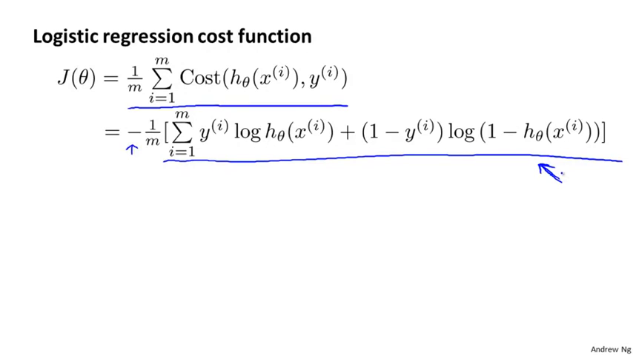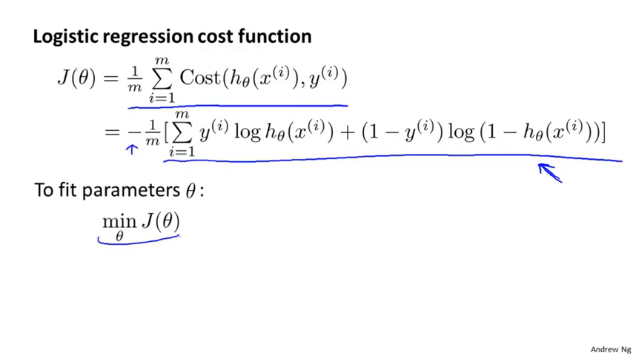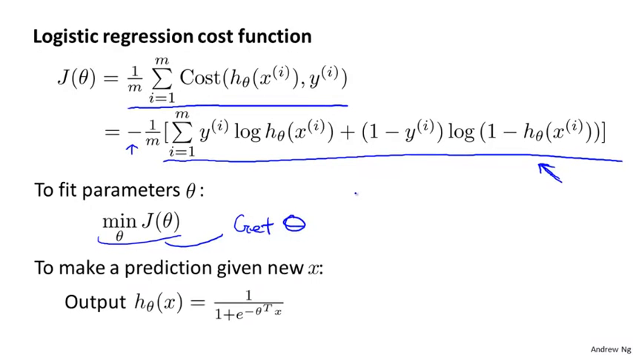Given this cost function, in order to fit the parameters, what we're going to do is try to find the parameters theta that minimize J of theta. If we minimize this, it gives us some set of parameters theta. Finally, if we're given a new example with some set of features x, we can take the thetas that we fit to our training set and output our prediction as this.